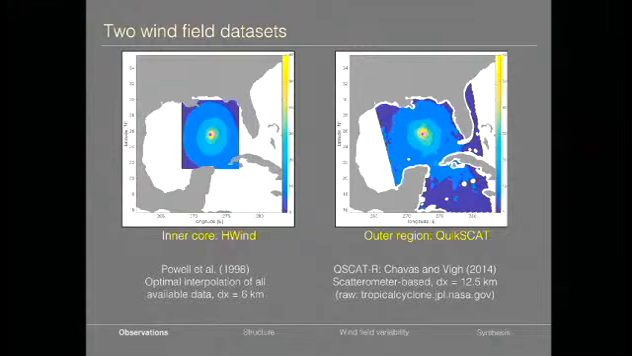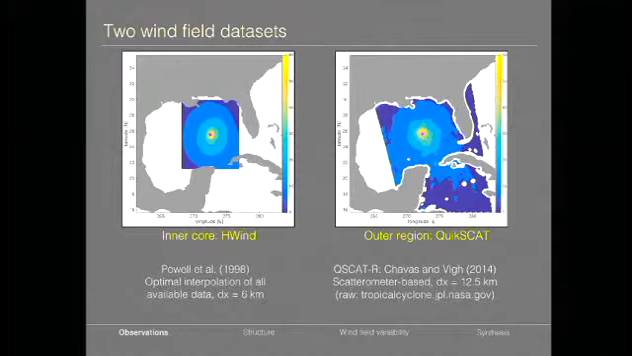I'd like to introduce two data sets that I'll be working with for the low-level wind field, both valid at about 10 meters height. One is for the inner core region. I'll be working with H-Wind, a data set going back to Powell et al. 1998. It's basically an optimal interpolation of all available data at 6-kilometer resolution in a fixed-size box that's, I think, 800 by 800 kilometers. And then for the outer region, I work with the QuikSCAT satellite data, which is best for low and moderate wind speeds. I'm working with a data set we put together of radial profiles of the wind from QuikSCAT, called QSCAT-R.